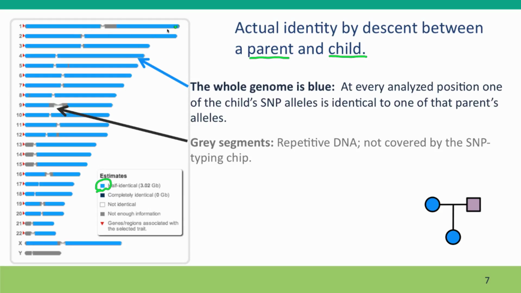And we see that between parent and child, they're half identical everywhere. And that's exactly what we expect, because the child's genome, one of its two copies of every gene, came from that parent. The other copy came from the other parent. So this is exactly what we would expect.